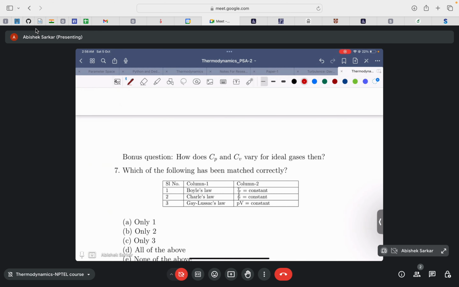So the bonus question was about Cp and Cv. How do Cp and Cv vary for an ideal gas? It's very simple. As I already mentioned, both Cp and Cv are functions of temperature in the case of an ideal gas.